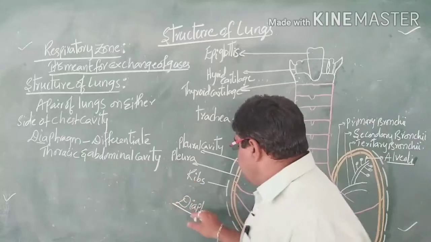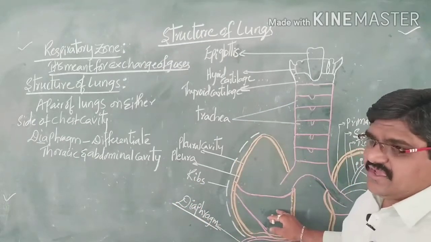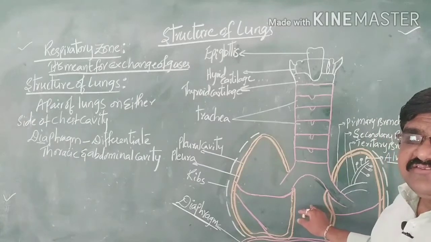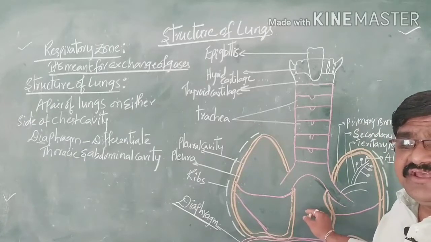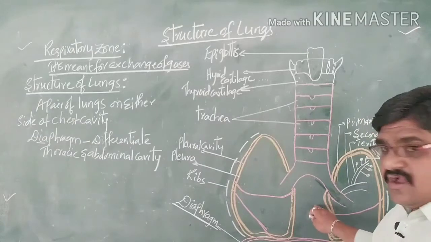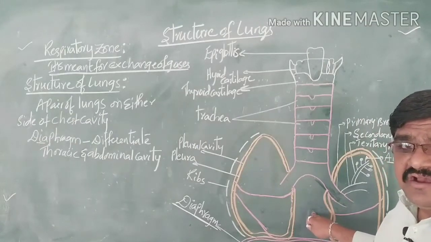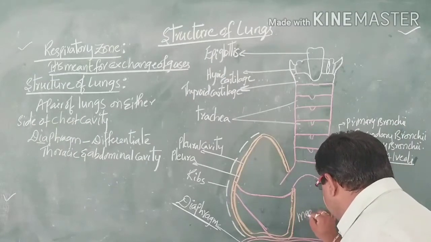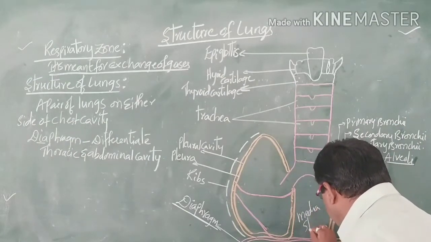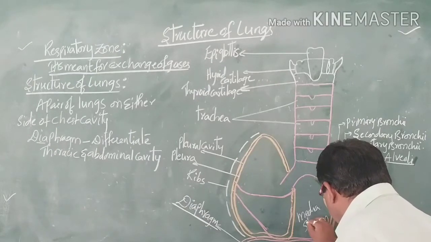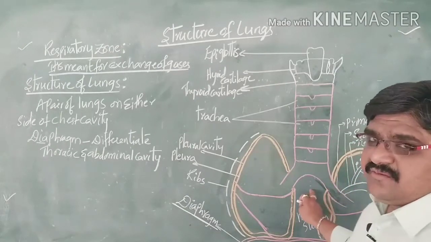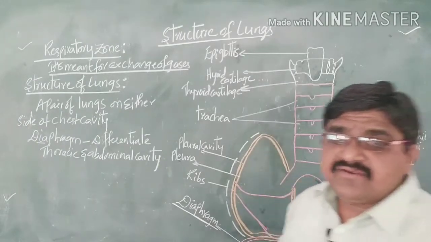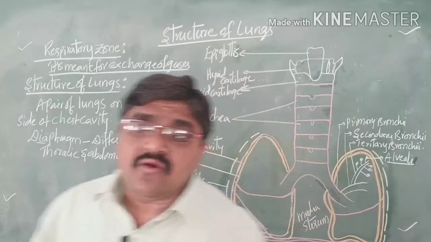And also, there are two lungs present on either side. The space between the two lungs, where the heart is present, is called the mediastinum. That means in between the two lungs the heart is present, and that region we call the mediastinum.